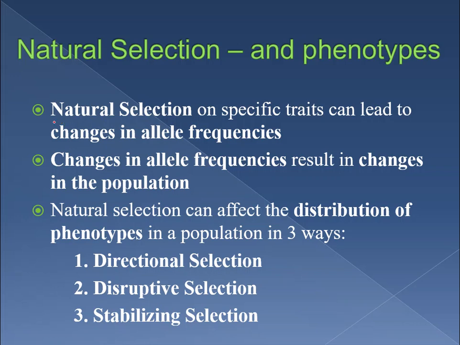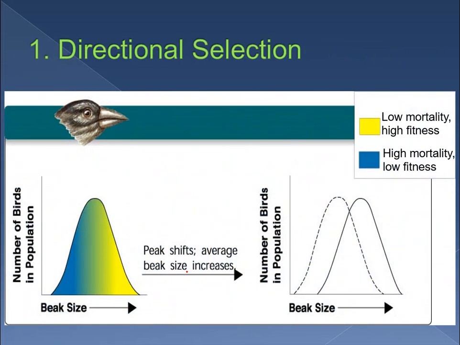So again, just to recap, natural selection acts on specific traits, specific phenotypes that ultimately change allele frequencies. Right? As long as these phenotypes, these traits are governed by genes, ultimately natural selection acts on the gene level. And we'll end by talking about 3 types of natural selection in terms of how they change phenotypes. So here we go. The first is directional.